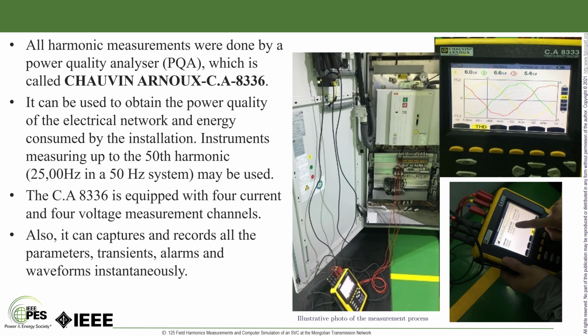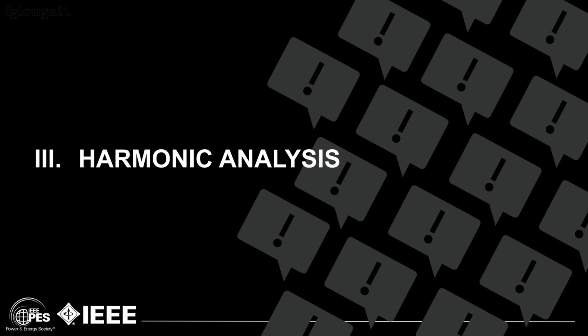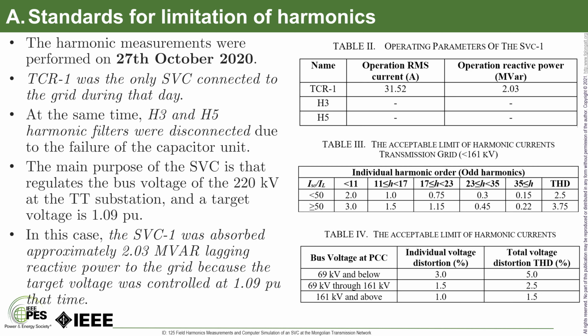Then, after we collected the measurements regarding active power, reactive power, voltage, currents, and frequency, well, we took that data in October 2020. It was a cold winter, and at the same time, the compensators, the filters for the third harmonic and the fifth harmonic, were disconnected. Table number 2 shows you the operating conditions at that moment in the static voltage compensator.